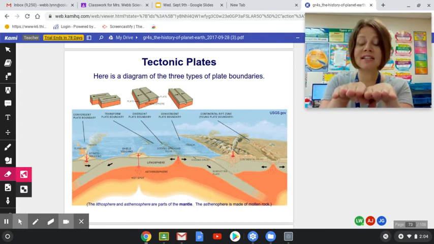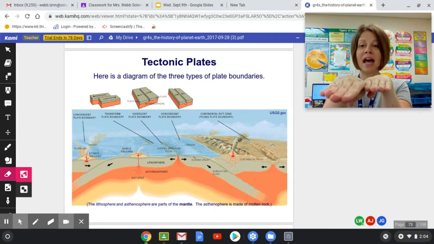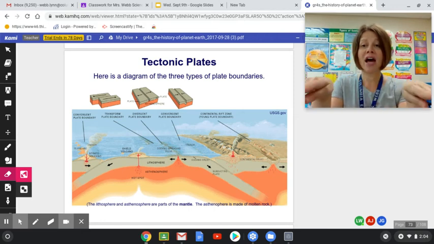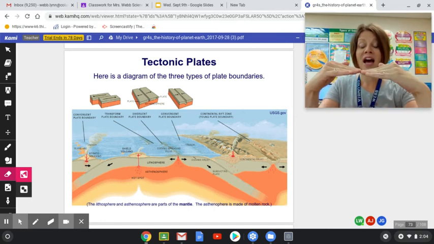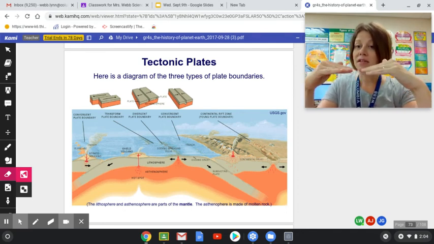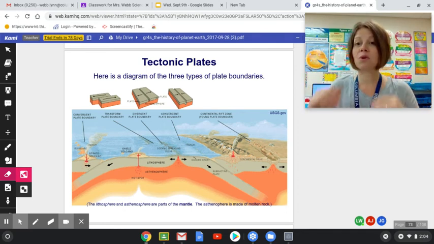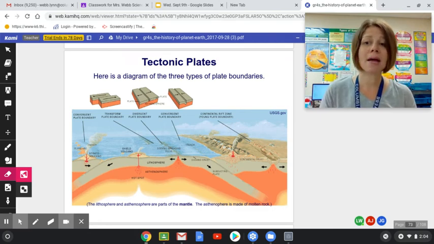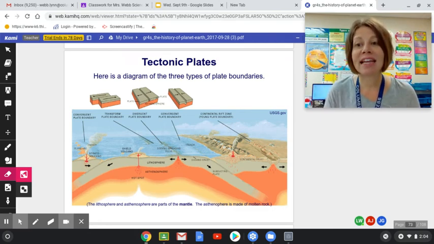So ready? Let's practice it again. Transform, slide. Divergent, divide. Convergent, collide, and sometimes subduct. Sometimes they don't subduct. Sometimes both sides just go like this. And we're going to do a lab actually next week, Monday, that's going to help you understand that even more.